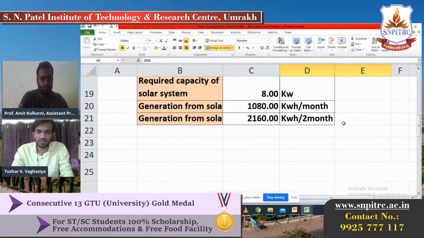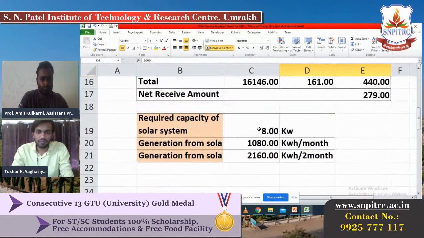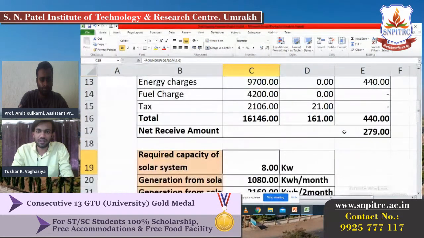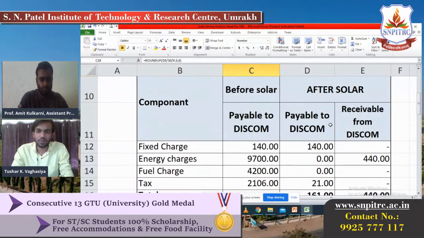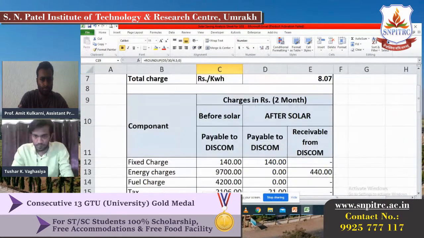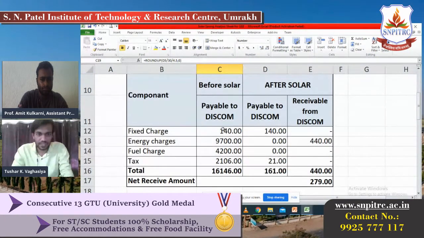As per your consumption, suppose it is 2000 per two months, it means 1000 per month. So your requirement of solar power plant installation is 8 kilowatt. If you install an 8 kilowatt solar power plant, you do not need to pay any bill to the discom, but you will get money from the discom. Here is the calculation before you install the solar power plant, right?